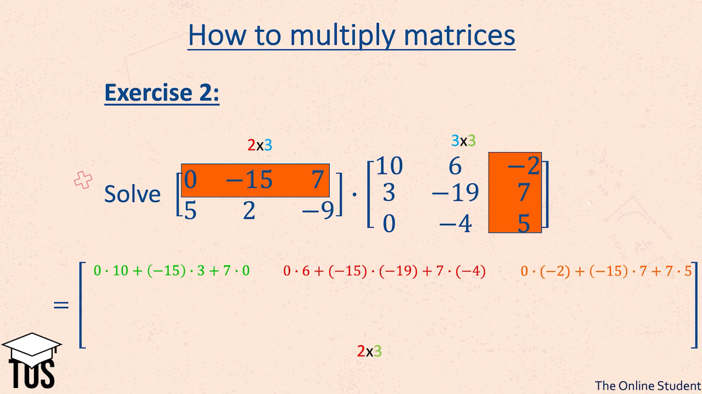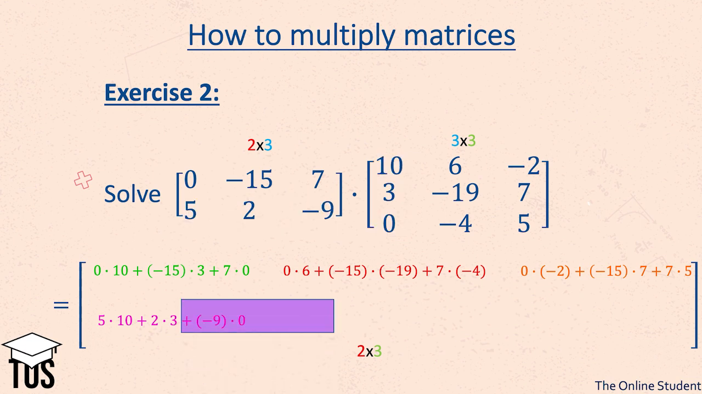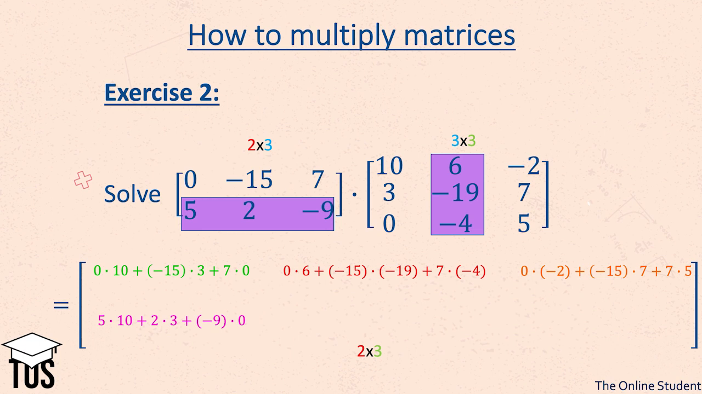Then we have 3 combinations left with the second row. Now we take the second row with, for example, the first column. We multiply 5 by 10 plus 2 by 3 and plus minus 9 multiplied by 0. And this will go in the second row and first column of the resulting matrix. Again, we have the combination of the second row with now the second column, and this will be 5 multiplied by 6 plus 2 multiplied by minus 19 plus minus 9 multiplied by minus 4, and this will go in the second row, second column of the resulting matrix.